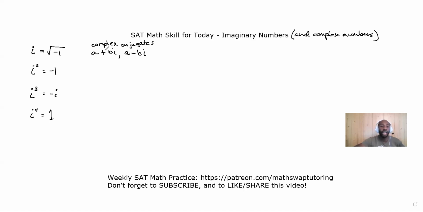What happens is if you add these together, you're left with only a real number, because a and a will be 2a, and positive bi and negative bi go to 0. If you subtract them, the result is an imaginary number. So this minus this would be a minus a is 0, and bi minus negative bi is just bi plus bi, which is 2bi. Okay. And if you multiply these together, that ends up becoming real as well.